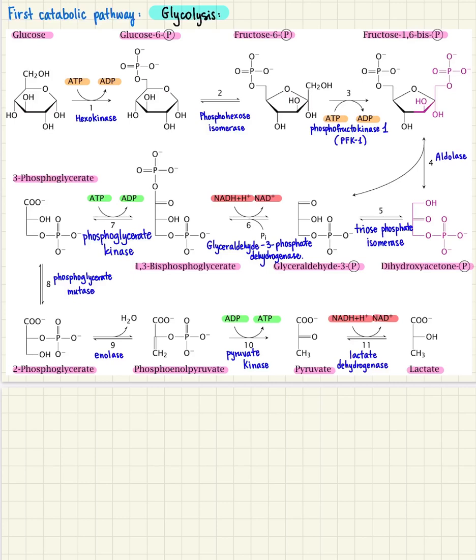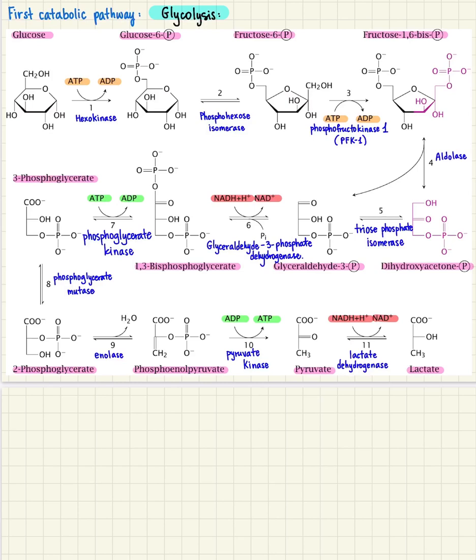Now your carbon number 1 is over here, 2, 3, 4, 5, and 6. Then the enzyme phosphofructokinase 1, or PFK1, is used to use another ATP and phosphorylate the first carbon over here. So now we put another phosphate group on our fructose, and we get fructose 1,6-bisphosphate because we have a phosphate on 1 and 6.